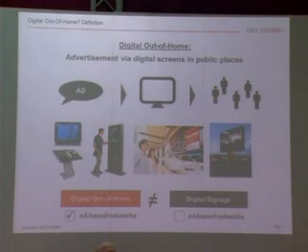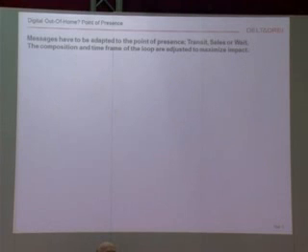So why is it relevant? Why is advertisement so important? For me as a business person, of course, this is where the money comes in. So basically you have the screens in the infrastructure, in the city, in the municipalities, and then you can have advertisement on them. Of course, this is where the big money comes in.